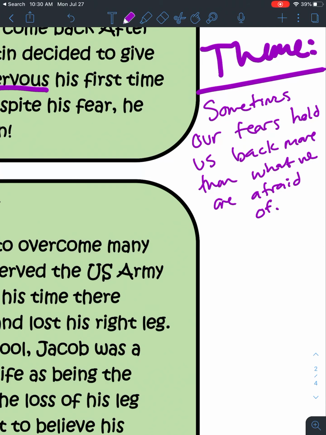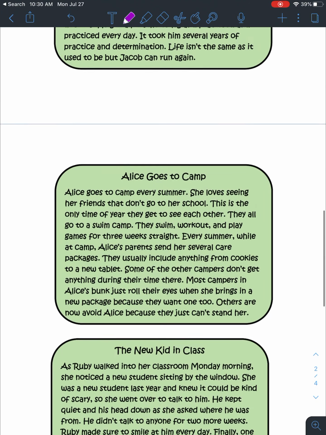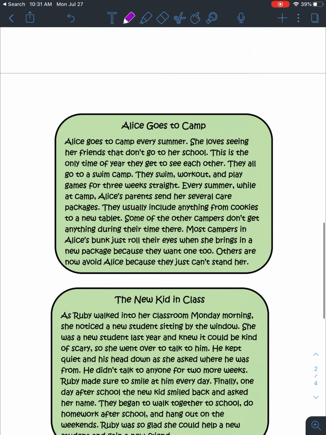Do I ever mention our character, Austin? No. Do I ever mention baseball? No. Do I mention his concussion? No. I'm talking generally. Is this true in the story, that sometimes our fears hold us back more than what we are afraid of? Yeah, that works for the story. Can that be true about the real world as well? Yes. So that's what makes a theme statement. Let's skip Jacob's Leg because it's kind of similar.